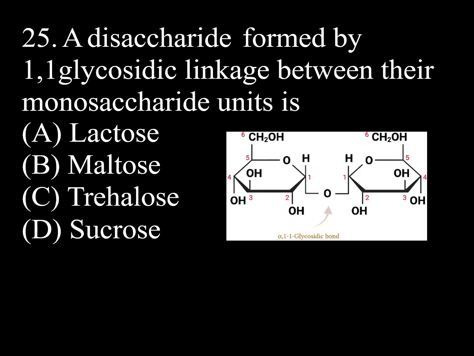Here is the last MCQ. A disaccharide formed by 1,1 glycosidic linkage between their monosaccharide units is, I think, again, we have already discussed non-reducing sugars, that is trehalose, in which there is 1,1 glycosidic linkage, and they are formed by this bonding. When they are bonded, it cannot further bind to another glucose unit, so that's why they are non-reducing sugars, and 1,1 is present in trehalose.